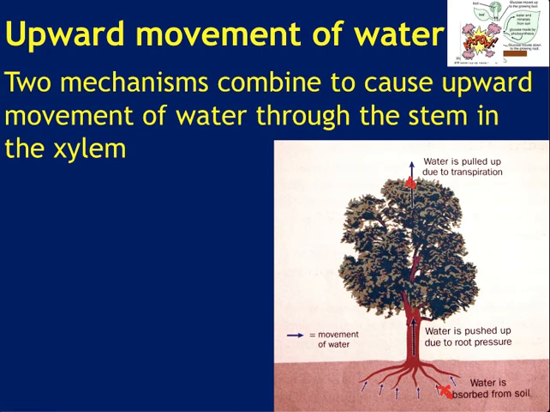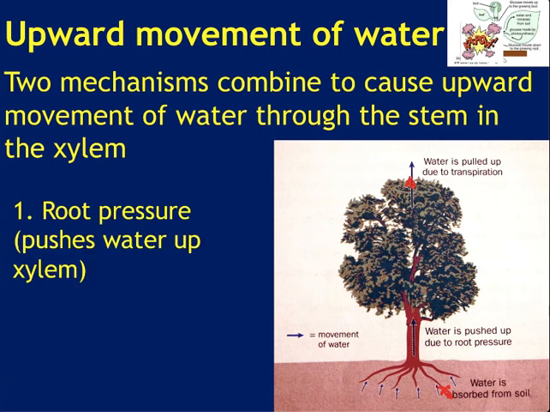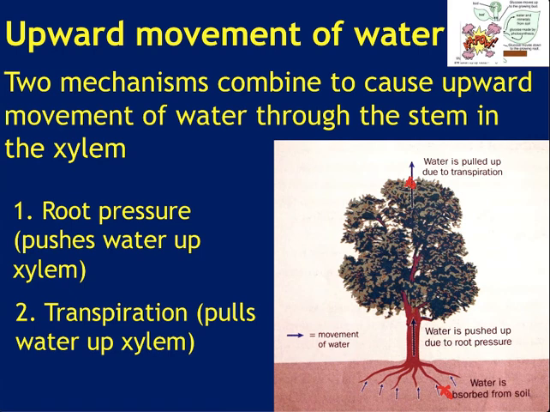So there are 2 methods by which water can move up through the stem in the xylem. The first is called root pressure, so that's our header number 1. And if you wish to put in brackets, root pressure pushes water up the xylem. The second one is transpiration, which occurs at our stomata in our leaves, and this pulls water up the xylem.